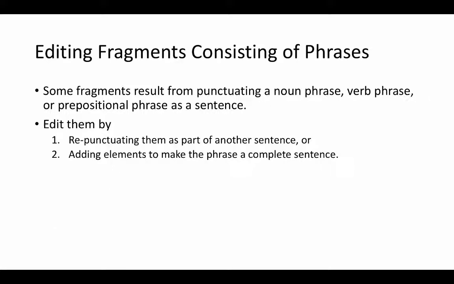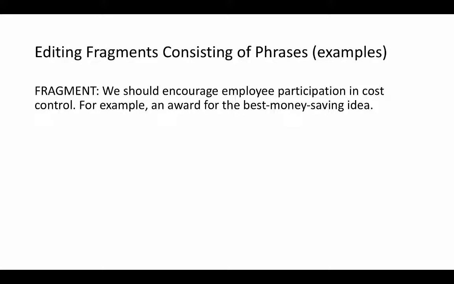Sometimes fragments occur because somebody is using a phrase as a sentence when actually it's a fragment, it's incomplete. So the way that you edit it is by repunctuating the issue as part of another sentence, or you could add elements to make the phrase complete. Let's look at an example.